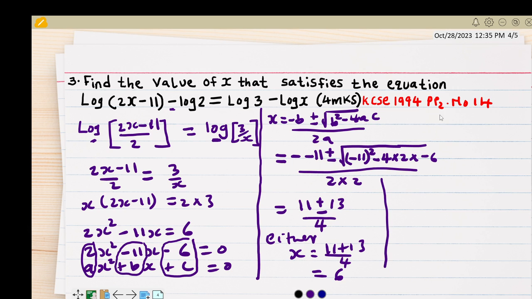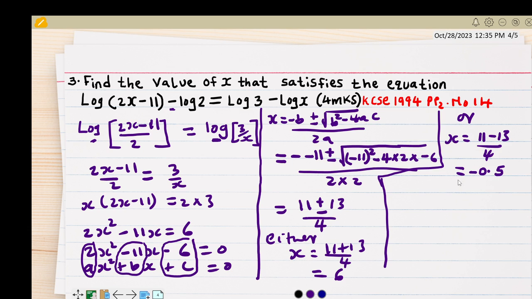Or we can as well find the other possible value. Or x can also be 11, then we use this one as a negative. So 11 minus 13 over 4. So this will give me 11 minus 13, then the answer divided by 4. So this will give me negative a half, or negative 0.5.